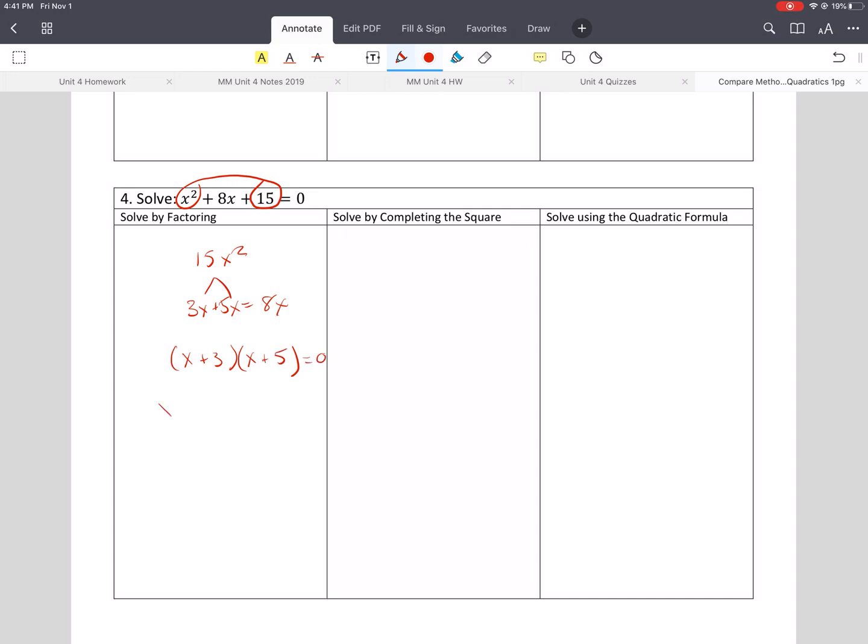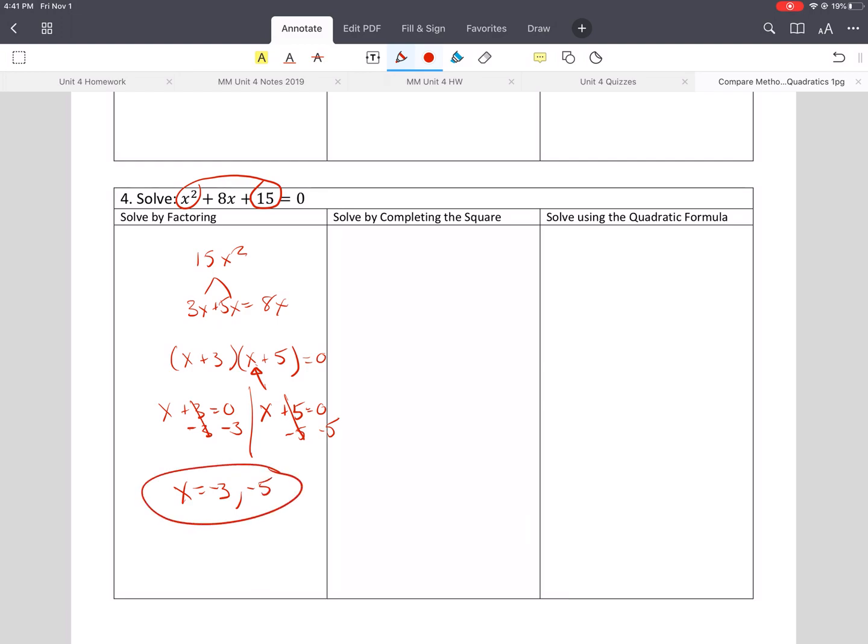Then we need to set each of those equal to 0. So x plus 3 equals 0, and what's going to make that 0 is if x is negative 3. And the other one, a lot of this you could probably just figure out, is going to be negative 5, because if we plug in negative 5, it gives the whole thing 0. So we have x equals negative 3 and negative 5.